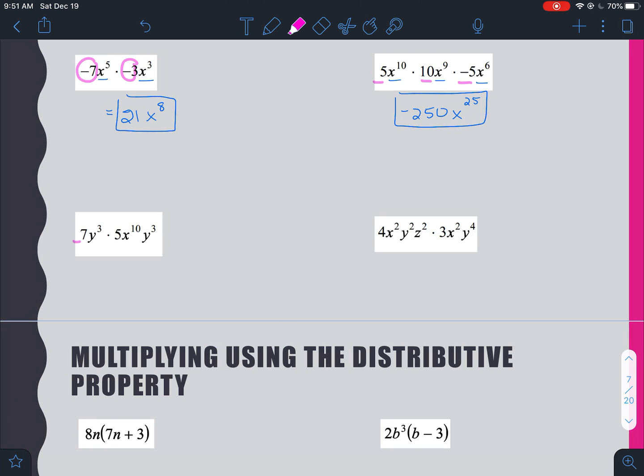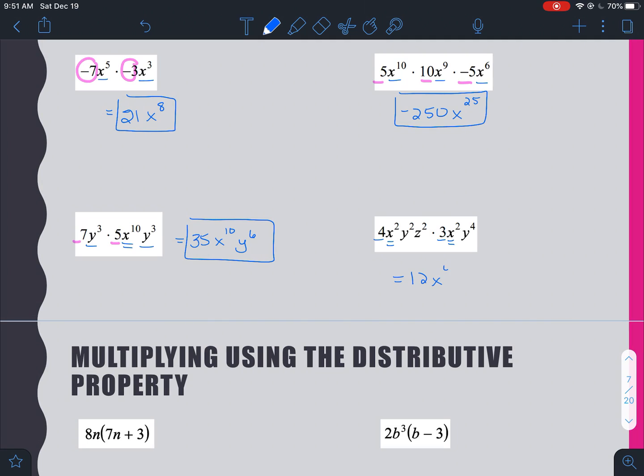On the next one, 7y to the 3rd times 5x to the 10th y to the 3rd. So coefficients, 7 times 5 is 35. And then y to the 3rd and y to the 3rd becomes y to the 6th. And then you just have the x to the 10th. So it'll be 35x to the 10th, y to the 6th. We typically write them in alphabetical order, so we'll put the x's before the y's.